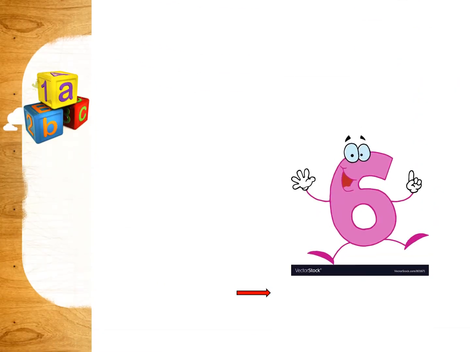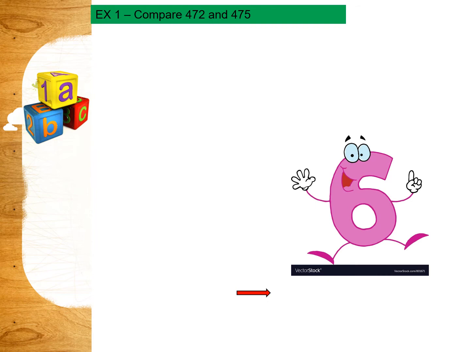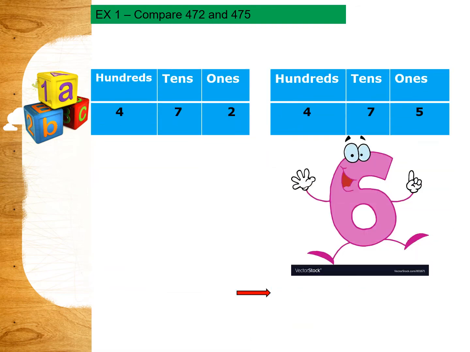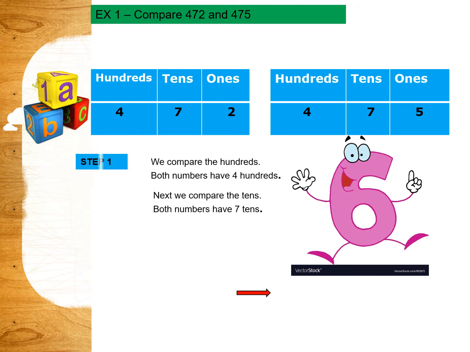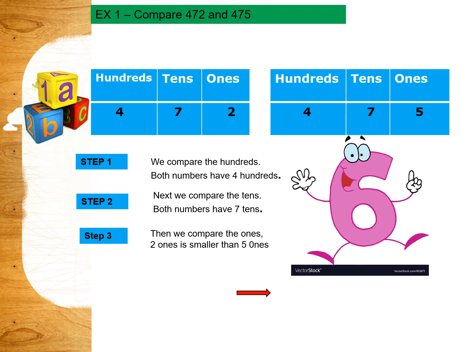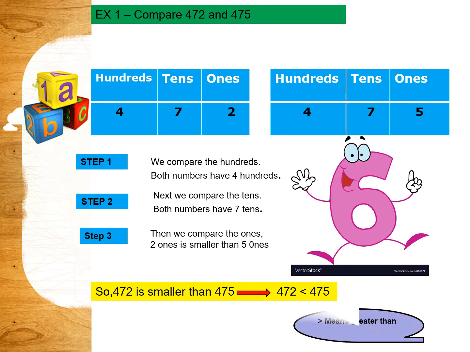Children, let's see example 1. Compare 472 and 475. Step 1, we compare the hundreds. Both numbers have 400s. Step 2, we compare the tens. Both numbers have 7 tens. Step 3, we compare the ones. The 2 ones is smaller than 5 ones. So 472 is smaller than 475. Children, we represent this with a symbol that means greater than. Right?